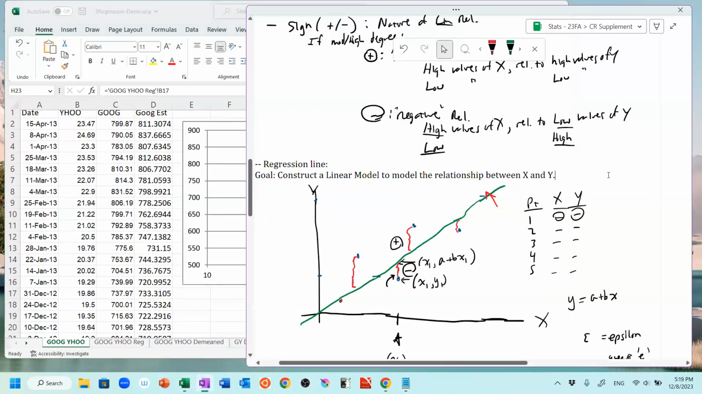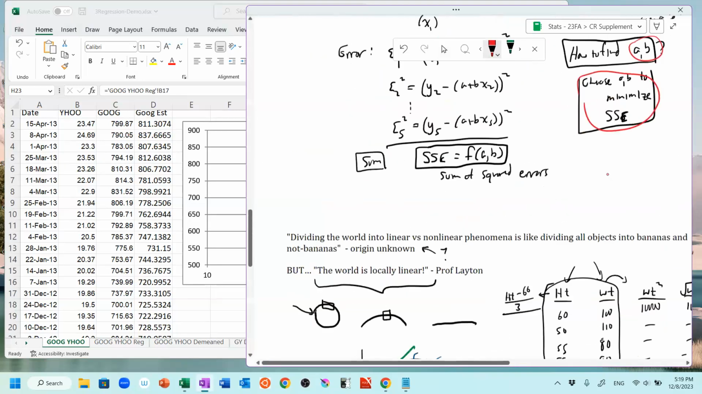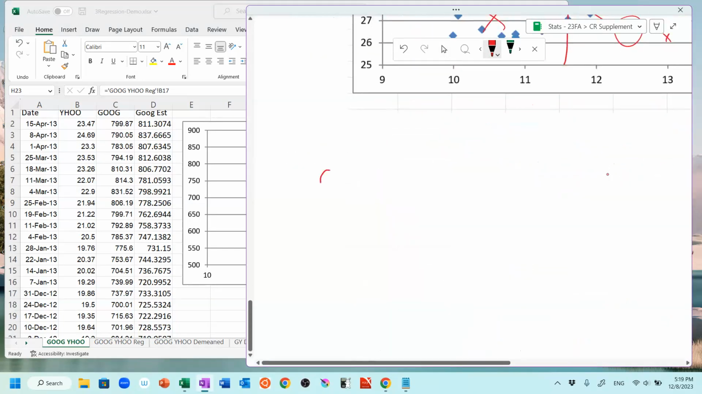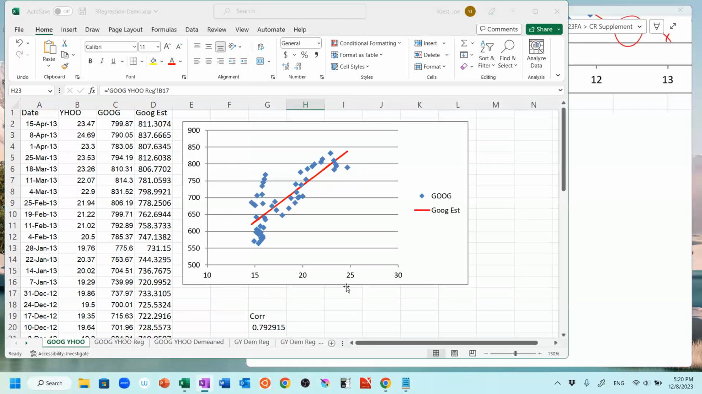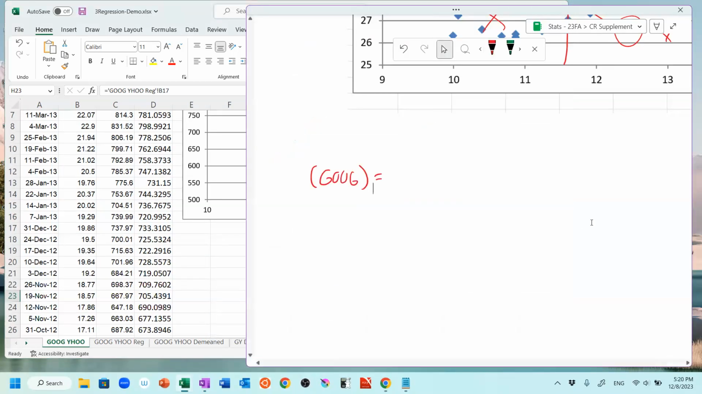Or in other words, I estimate that Google stock price is 304 plus 21.6 times Yahoo stock price. So if you give me a hypothetical Yahoo stock price, $10, then I would estimate Google to be 304 plus 21.6 times 10, or 304 plus 216. What's that, like 520, something like that.